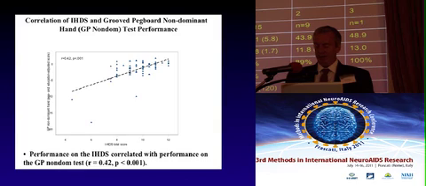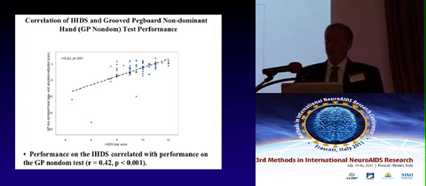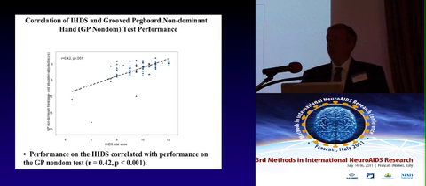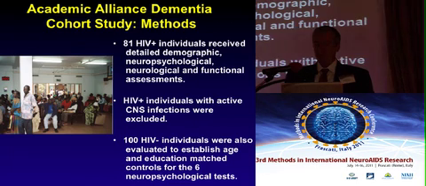We also found that performance on the IHDS correlated quite well with the performance on the grooved pegboard with the non-dominant hand. However, as you can see, it does not require any special instrumentation such as a pegboard to administer, so it can easily be given by non-neurologists in an ambulatory setting.